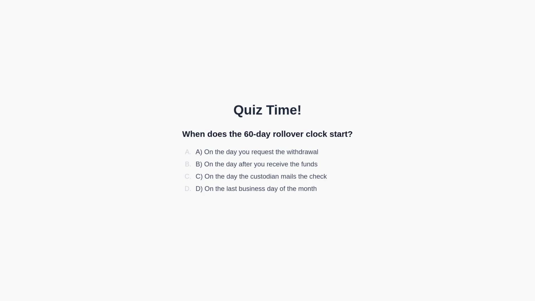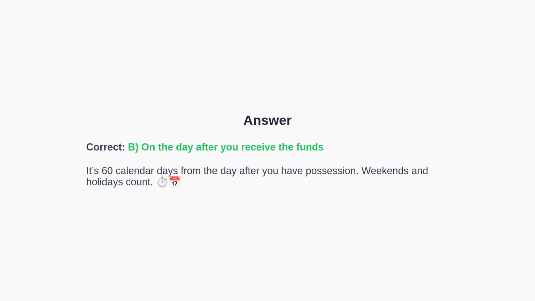You may pause the video now to consider your answer. We will cover the correct answer in the next section. The correct answer is B. The 60-day window starts on the day after you receive the funds in your possession. Weekends and holidays count. Now let's reinforce your mental timeline with a dedicated diagram.